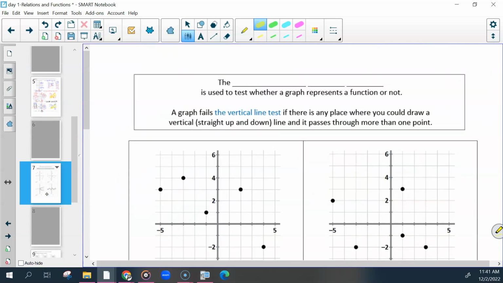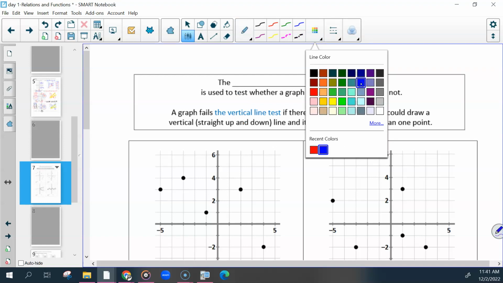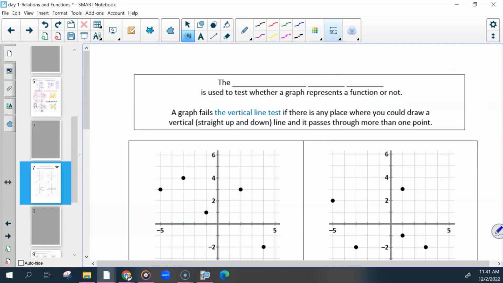Anyone know what this blank is? Line test. So we use the vertical line test specifically on graphs. If there's any place where you could draw a vertical, straight up and down line and it passes more than one point, then it is not a function.